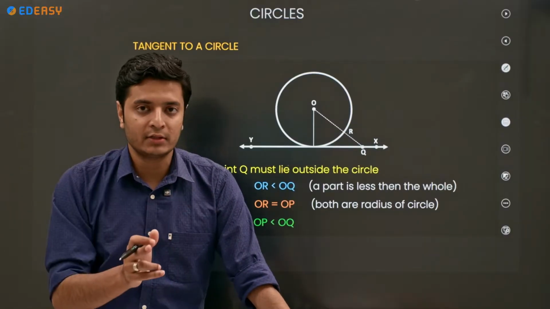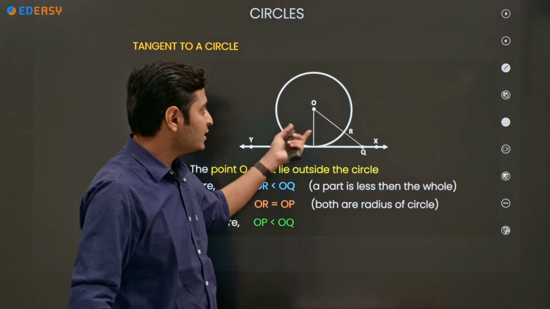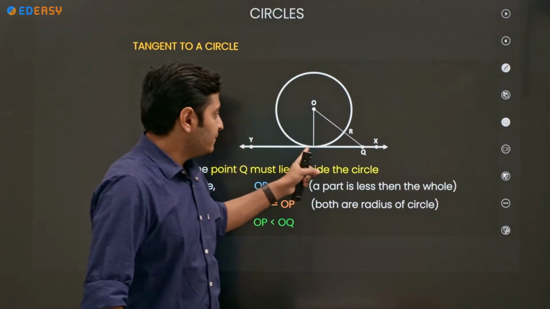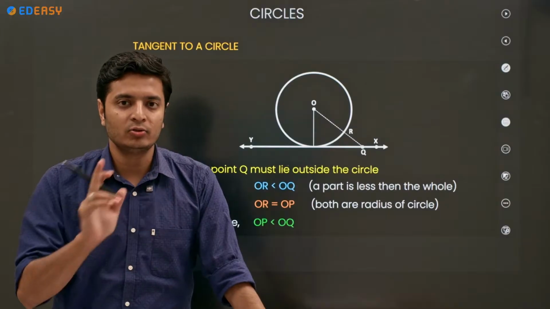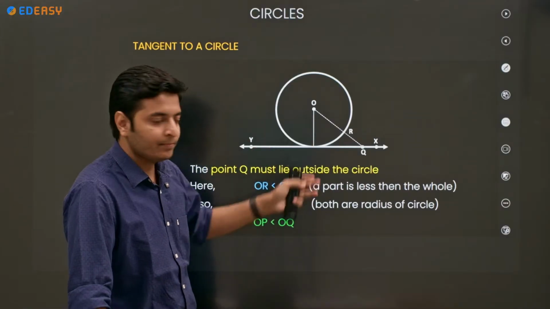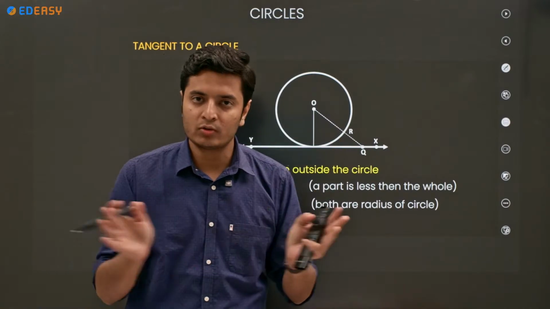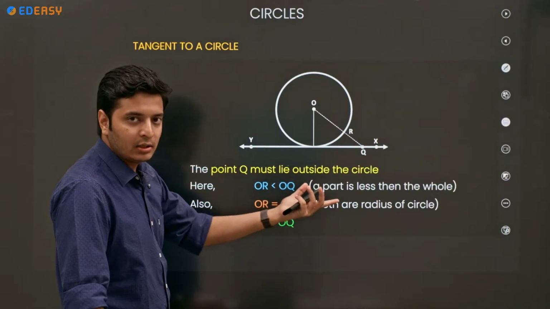That is not even the inside. That is on the boundary of the circle, because this circle is dividing the plane into three parts: the inside, the boundary itself, and the outside. So if the point of contact is at the boundary of the circle, then there is no point on this line which is lying inside the circle. So every other point other than the point of contact will always be outside the circle only. So the point Q must lie outside the circle.